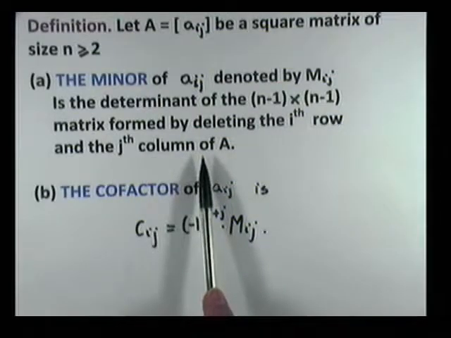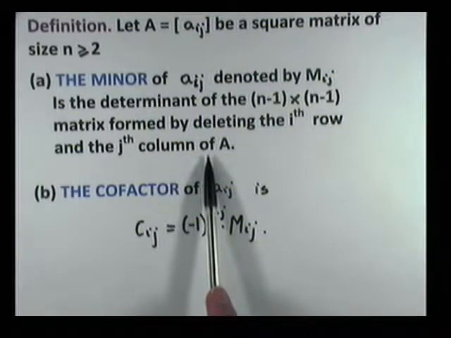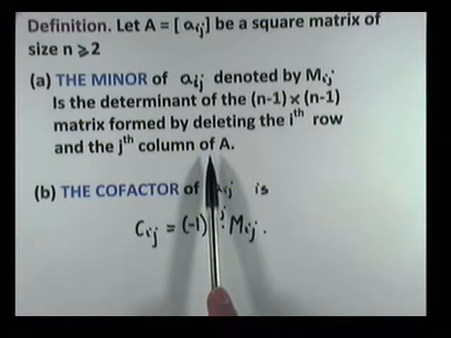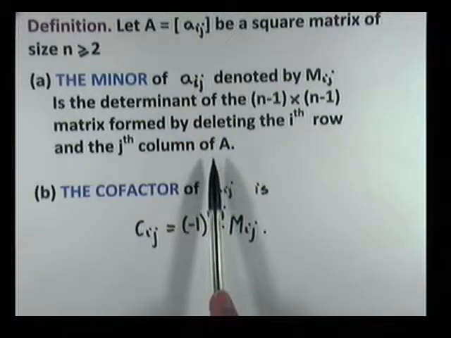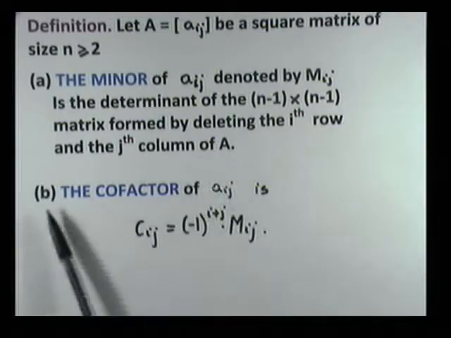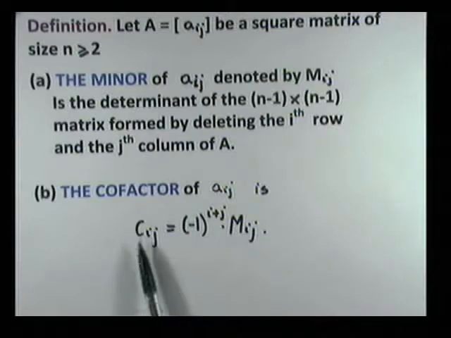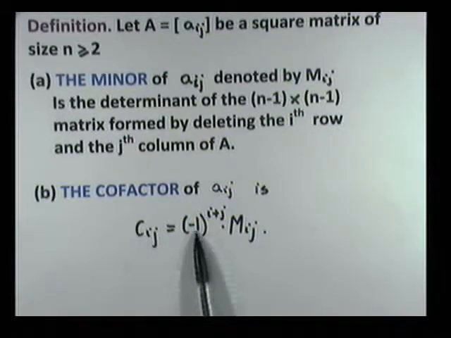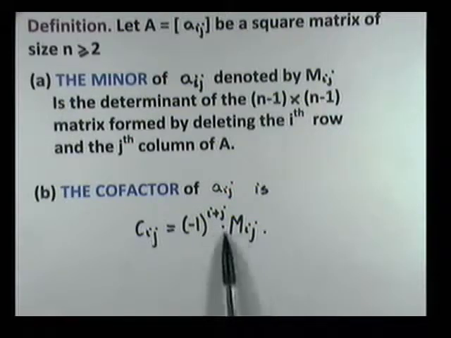Please stay with me. I will show an example. It's very simple and straightforward. What is the minor? That's just the definition. In one second, we will have examples. And then the cofactor of a_ij, denoted by C_ij, is minus 1 to the power i plus j times the minor M_ij. Now it's confusing, but please stay with me.